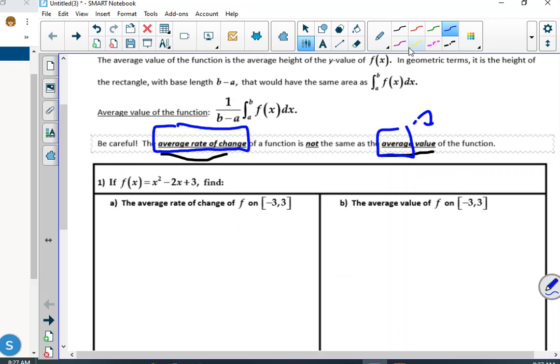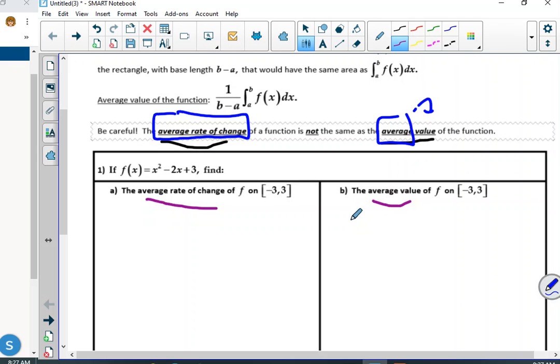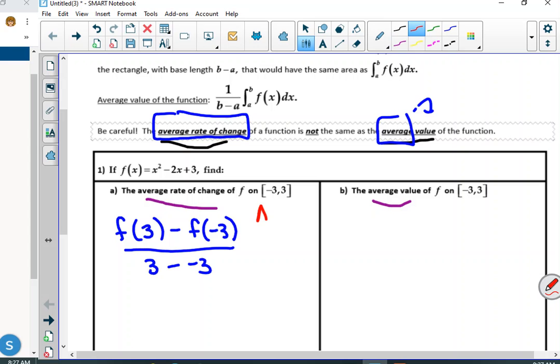And so notice we've got the two different questions right here. The average rate of change of f of x on -3 to 3 would be f of 3 minus f of -3 over 3 minus -3. So remember, average rate of change is like algebra slope, y2 minus y1 over x2 minus x1.